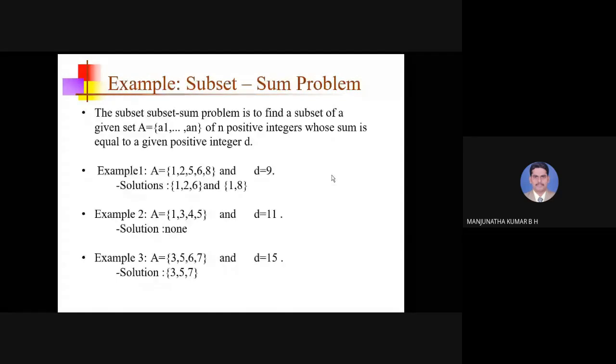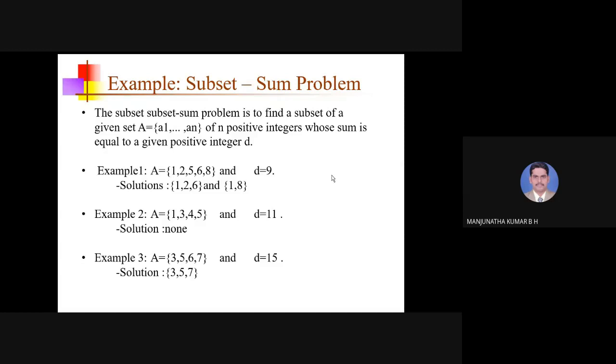For example, if A is {1, 2, 5, 6, 8}, a set of 5 positive integers, and d is given as 9. I can generate 2 to the power of n subsets. Here I have 5 elements. 2 to the power of 5 is how much? 32, correct. Yes, 32 subsets I can generate. But here all the subsets are not correct answers, because I can decide it's a correct answer only when I add the numbers present in the subset and the sum equals the d value. The d equals 9.